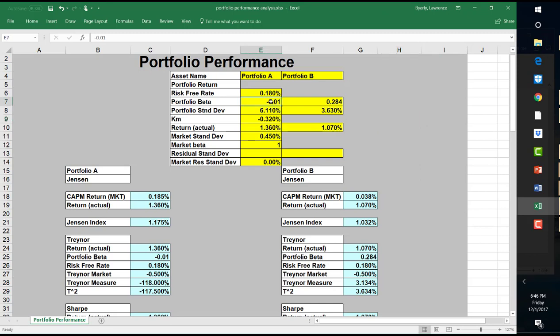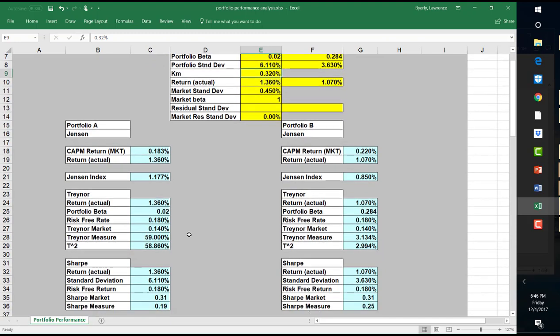So let's change this real quick, see what happens. Let's make this 0.02, so we at least make beta positive. Let's change the stock market return to 0.0032. So that gives us 0.32% for the market. So now we should have some information that at least looks a little bit nicer to review.